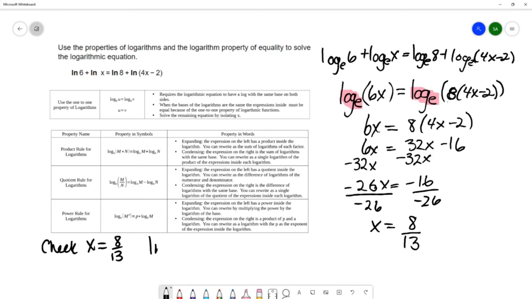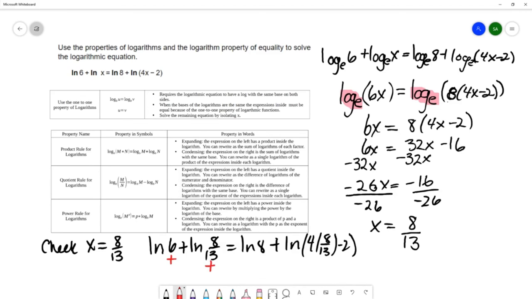In the equation we have natural log 6 plus natural log of 8 over 13 equals natural log 8 plus natural log of 4 times 8 over 13 minus 2. So I can see that 6 is positive, 8 over 13 is positive, 8 is positive, and I just need to check to see this 32 over 13 minus 2 if that's positive, which it is.